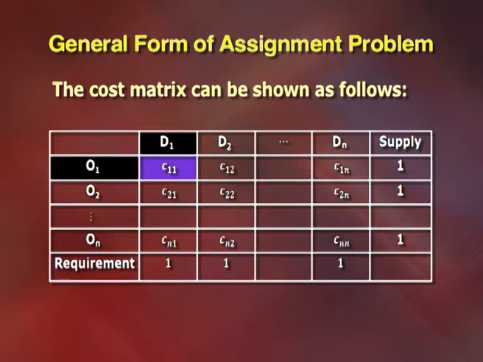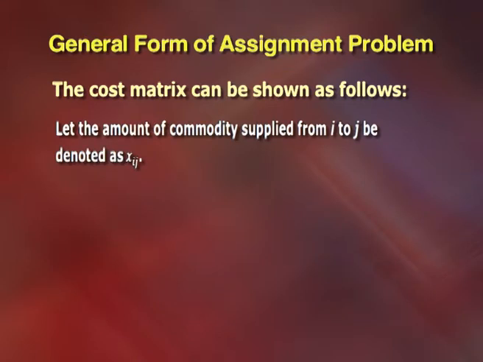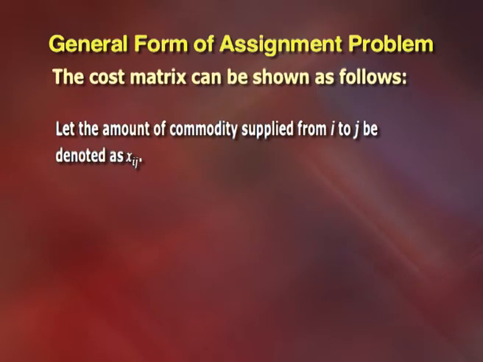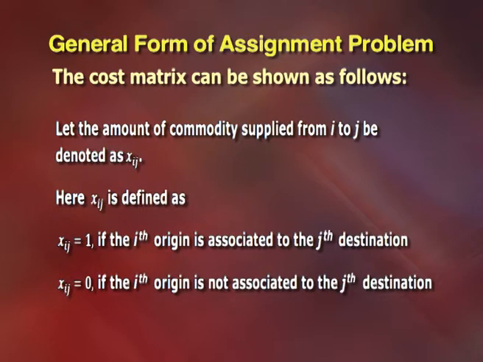C11 represents the cost of association between O1 and D1. C12 is the cost of association between O1 and D2, and so on. The whole cost is given to you. Let the amount of commodities supplied from i to j be denoted by Xij. Here Xij is defined as Xij equal to 1 if the ith origin is associated to the jth destination, and Xij is equal to 0 if the ith origin is not associated to the jth destination.